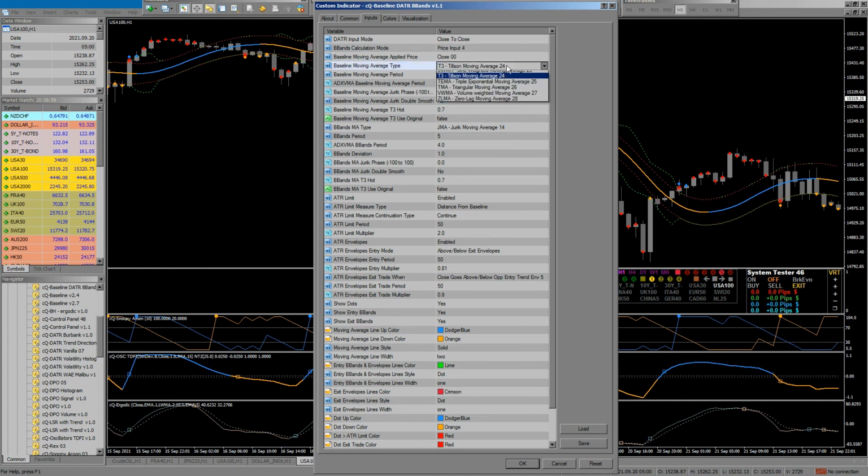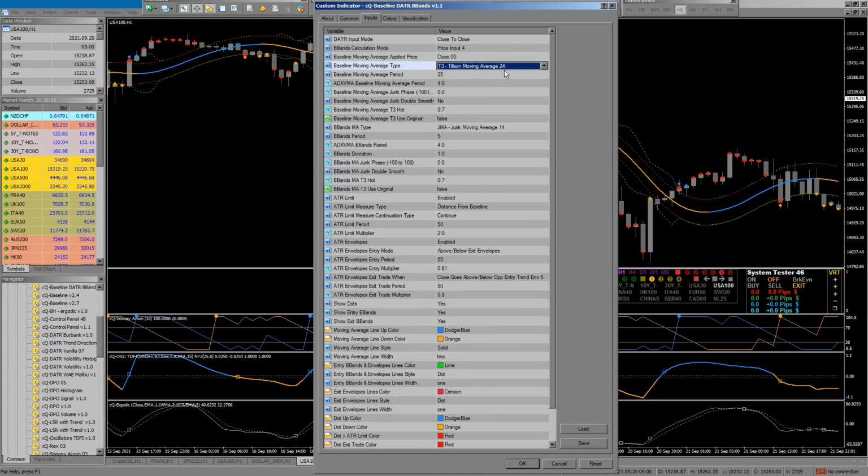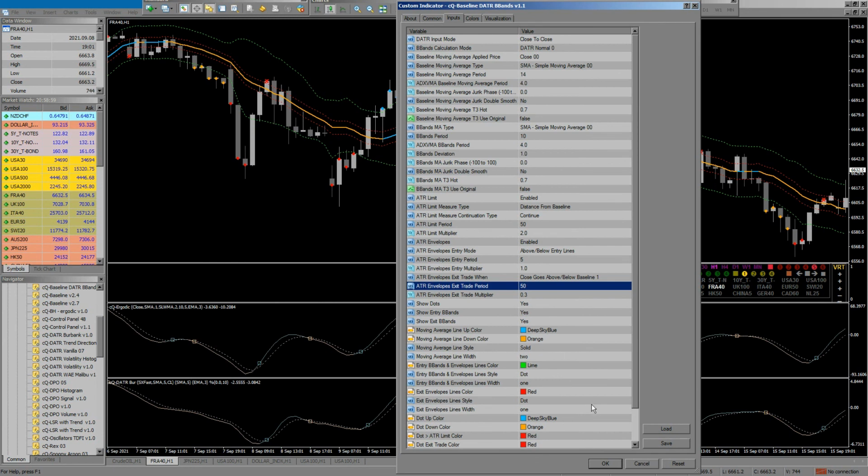And the various numbers for whichever one, you just put that number, this right here. And it uses this, the ADX VMA, it uses a separate period. So it's down here, and the same thing down here. It's kind of interesting on the B bands. So that's it.